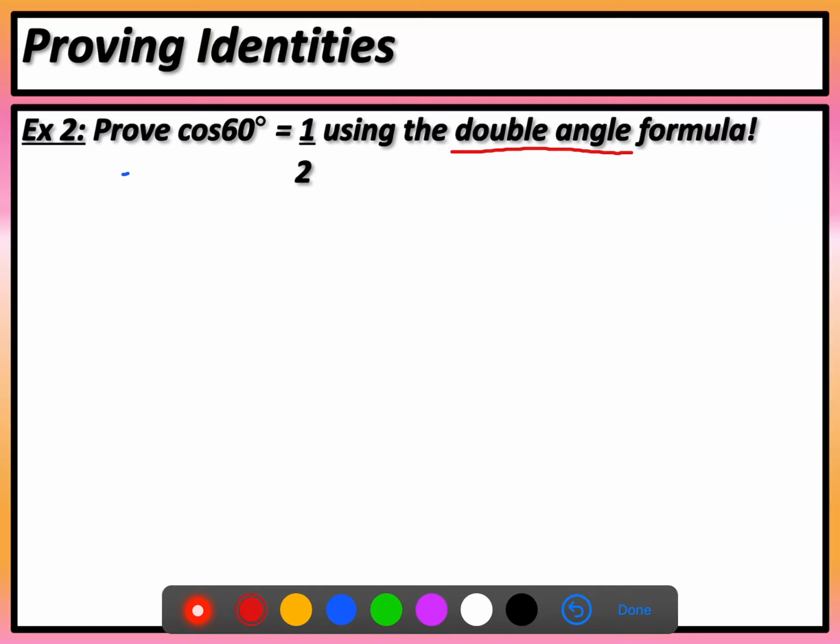what value of theta would I have to double in order to arrive at 60? Has to equal 60. I would need to use theta equals 30.